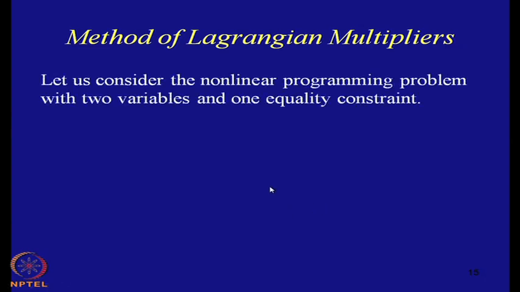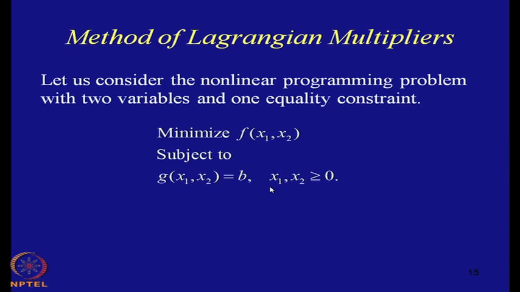Here also we have considered the same nonlinear programming problem, and we are considering the simplest one, a nonlinear problem with two variables x1 and x2, and we are having only one equality constraint, that is g(x1, x2) is equal to b. Let me explain the Lagrangian multiplier technique for this problem first, then we will generalize this method for n number of decision variables and m number of constraints.